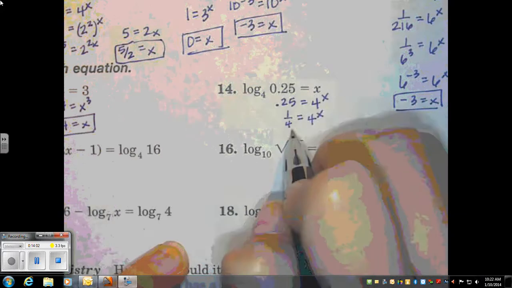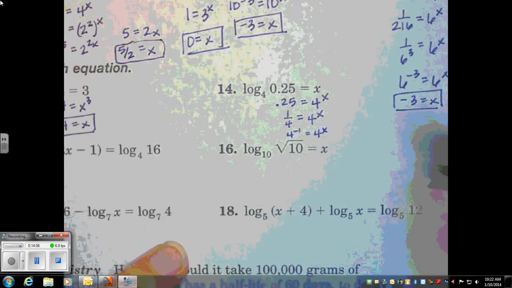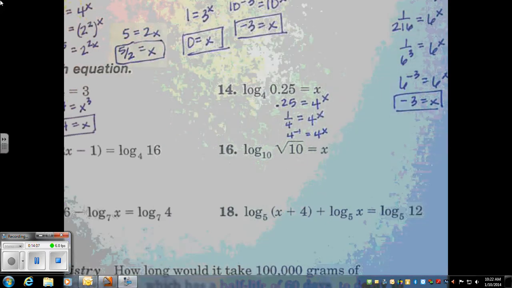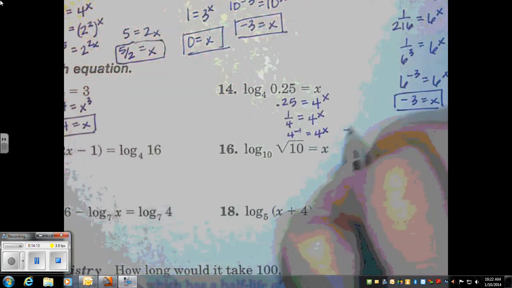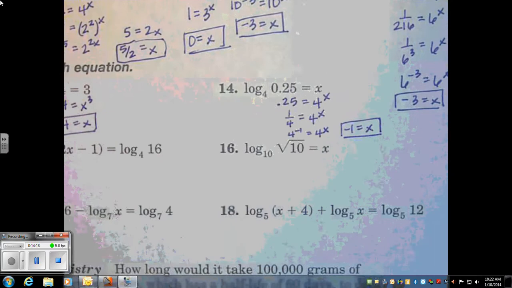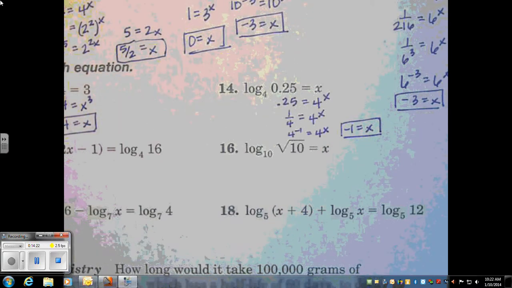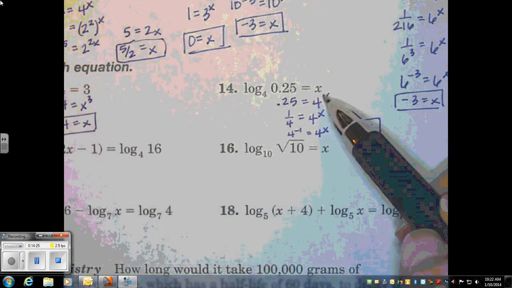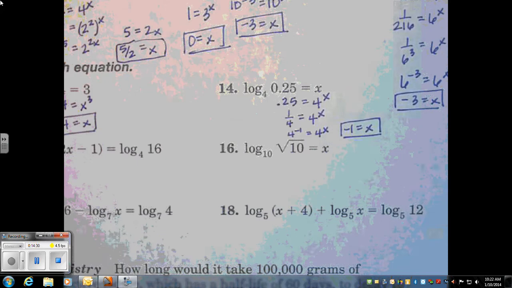1/4, isn't that the same thing as 4 to the negative 1? Oh, yes. You know what I'm saying? So then negative 1 would equal x. Is it okay if that x is a negative? X can't be negative if it's over here, can it? Yes. Sure, why not? That one's fine.